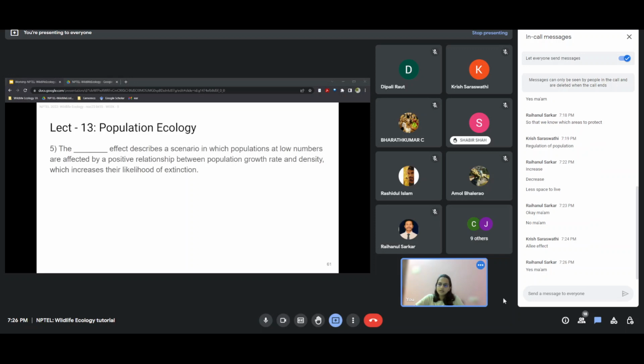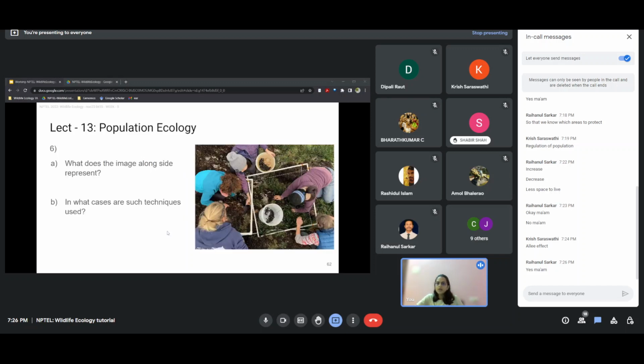All right. Does anyone have any doubts in this? If not, I'll just move on. Okay, so it is the Allee effect that describes this scenario. Now, what does this image represent here? What are these scientists doing here, and in what cases are such techniques used? Let me give you a hint. It's a sampling technique.